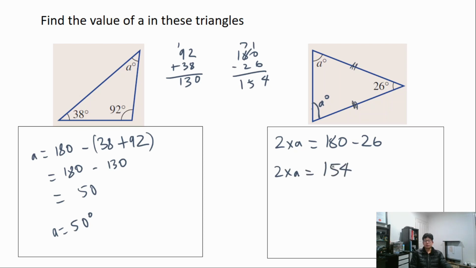Now we want to move the 2 over to the other side. So that means A equals 154 divided by 2. And to move the 2 to the other side, we need to do the opposite of whatever that is to get rid of that 2.